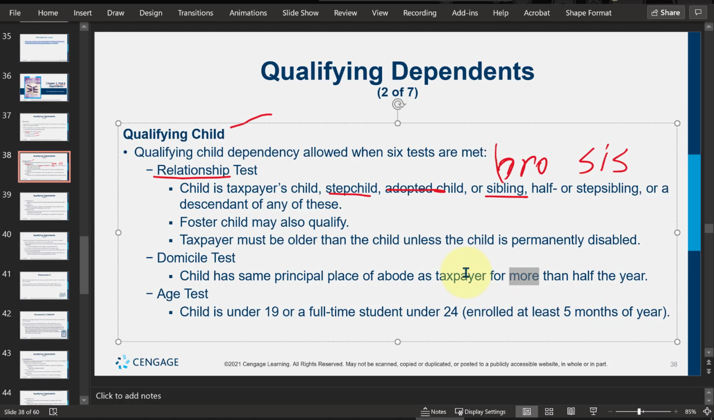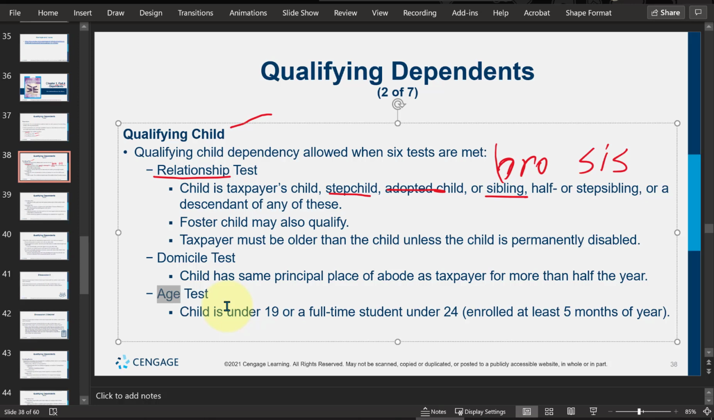So maybe the parents have joint custody and they say, oh, we share half the year with our kids, yeah? Well, that won't cut it because it has to be more than half the year to meet this domicile test. The next test is age of our qualifying child. The child has to be under 19 for the year. Once you hit the 19th birthday, you don't meet this age test anymore.